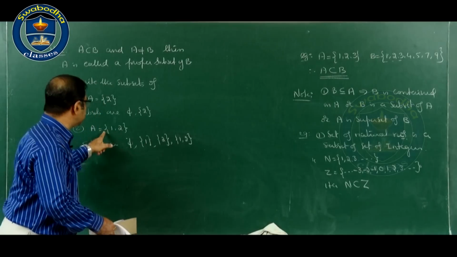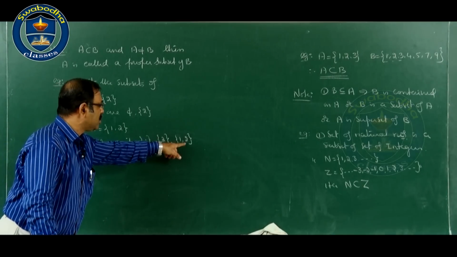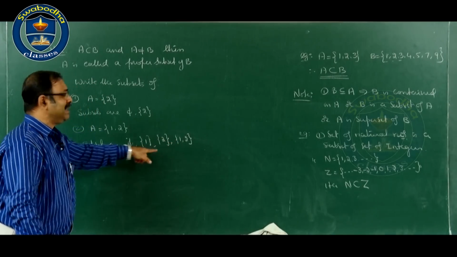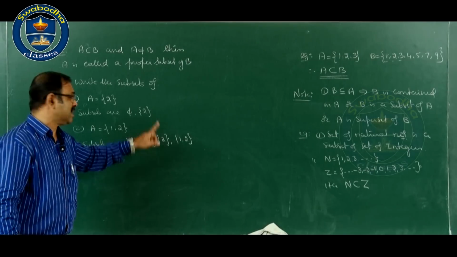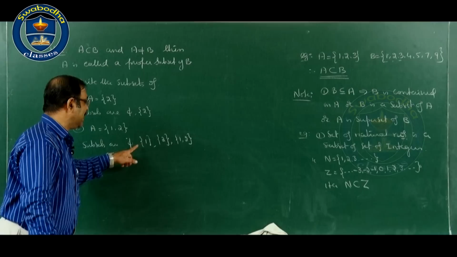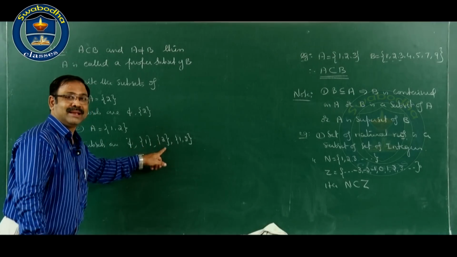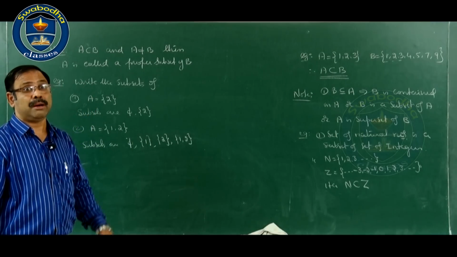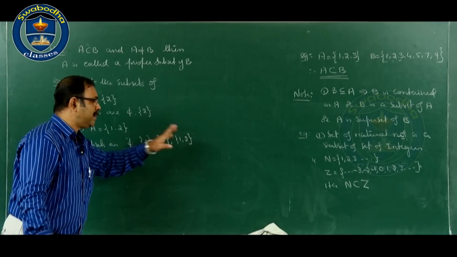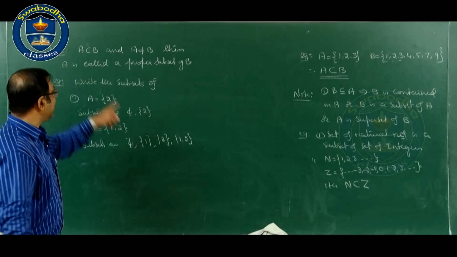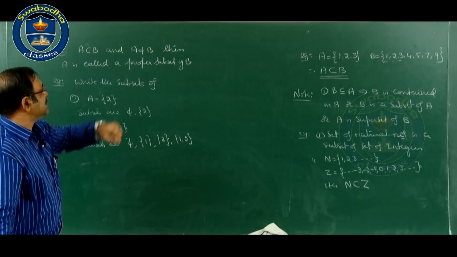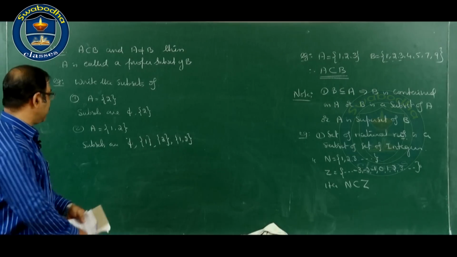These are all subsets of A. Now {1, 2} is not there, which means the rest are considered to be proper subsets. So in this, the proper subsets are the null set, singleton set {1}, singleton set {2}; they are called proper subsets. That is, A not equal to B, then the subset is called a proper subset.